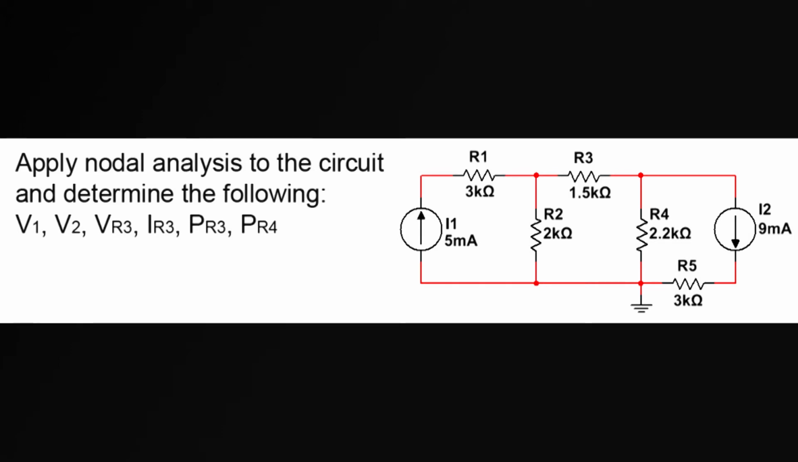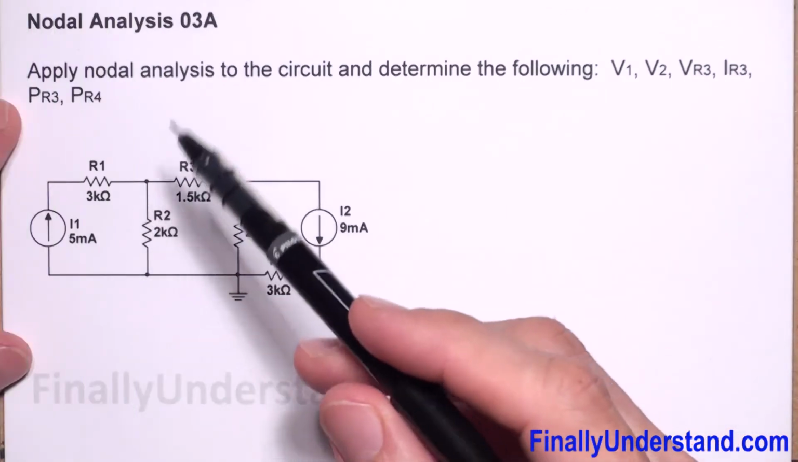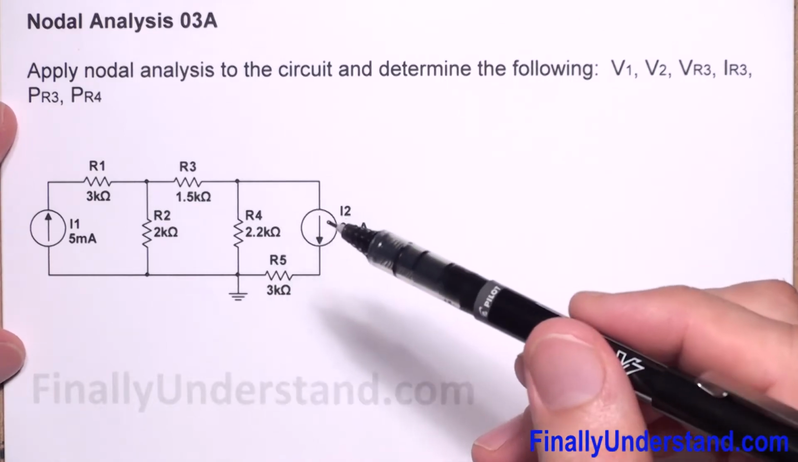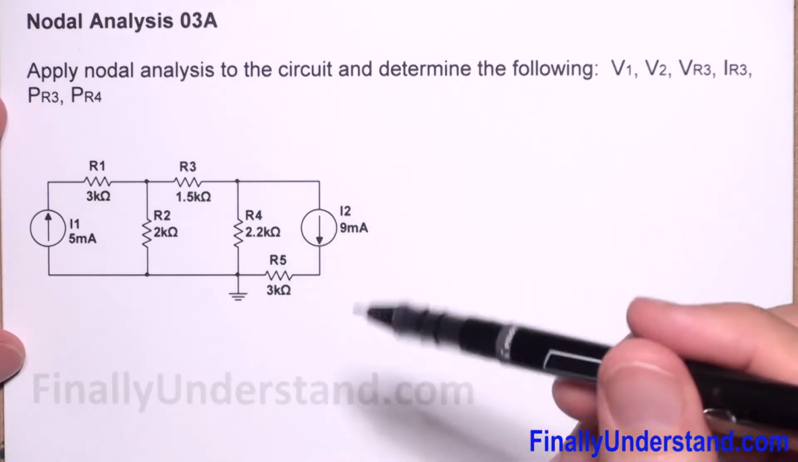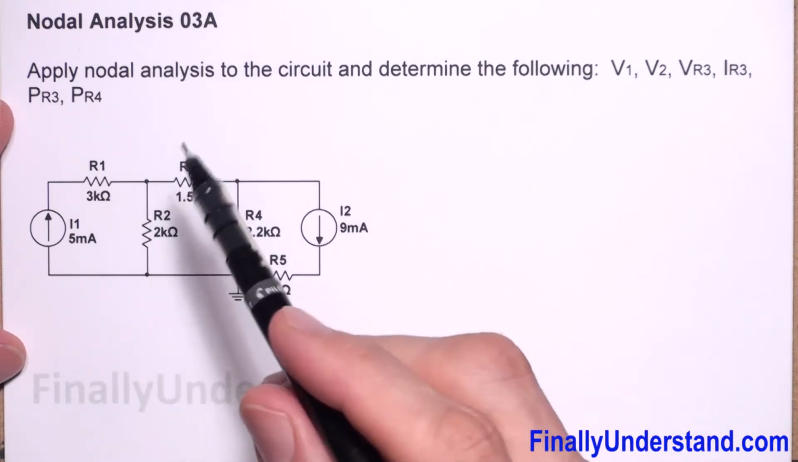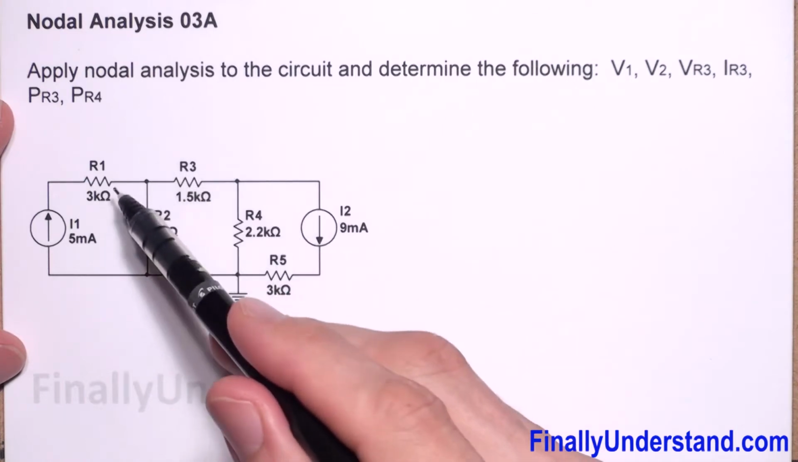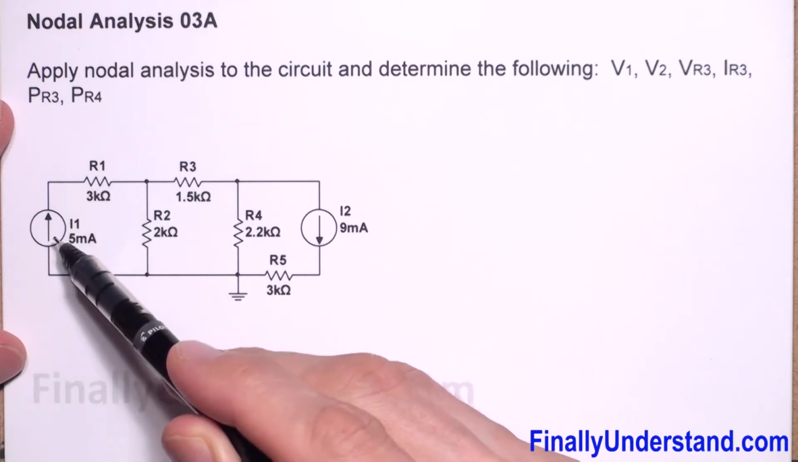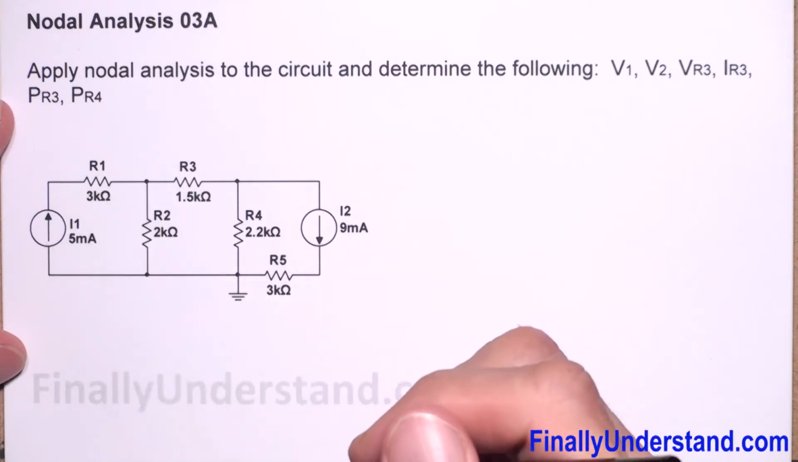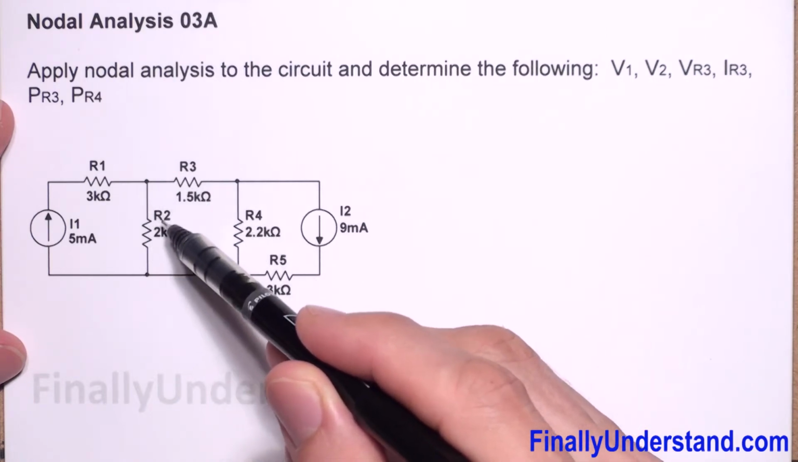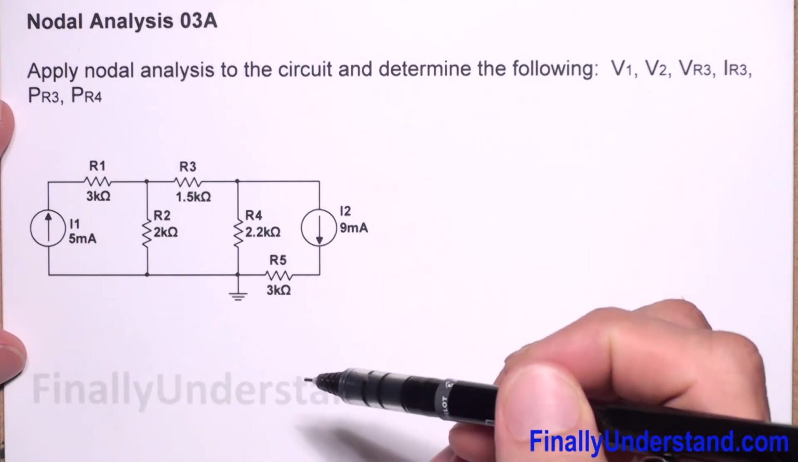Let's take a look at this example. This one is a little bit tricky because we have extra resistors in series with the current sources. Please keep in mind that anytime you solve a problem using nodal analysis, you are not supposed to find the conductance or admittance of these resistors which are in series with the current sources. So we're going to find just the conductance of resistors R2, R3 and R4.